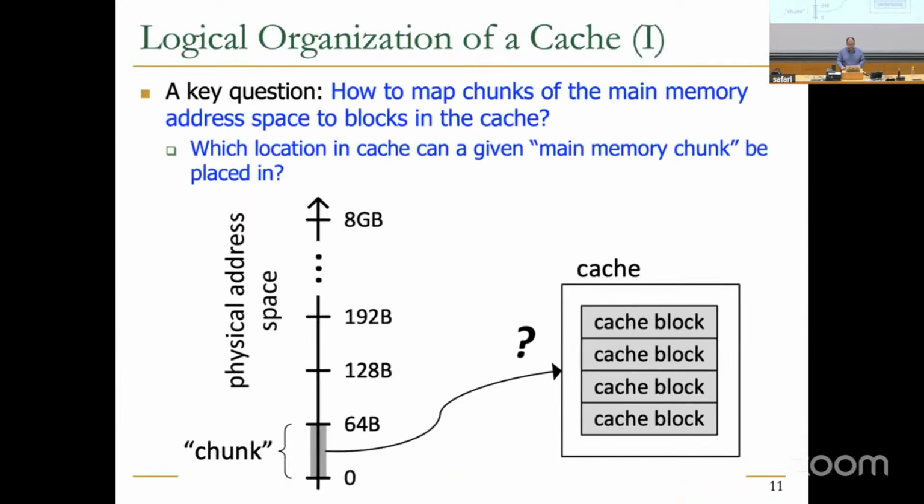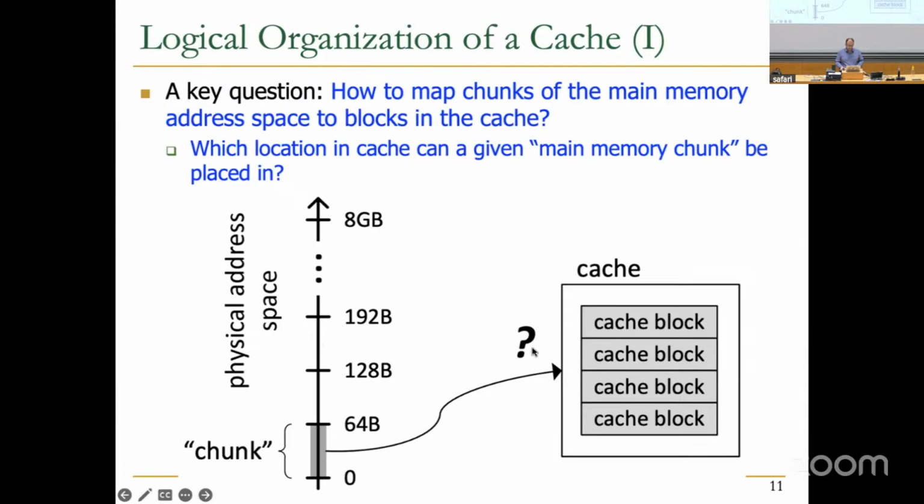So, the logical organization of a cache. Our key question here is how to map chunks of the main memory address space to blocks in the cache, or essentially, in which location in the cache can a given main memory chunk be placed. So here is an example where we consider each chunk to be 64 bytes, and then you can chop your memory address space into equal-size 64-byte chunks. Depending on how large your memory is, that defines the number of blocks you have.